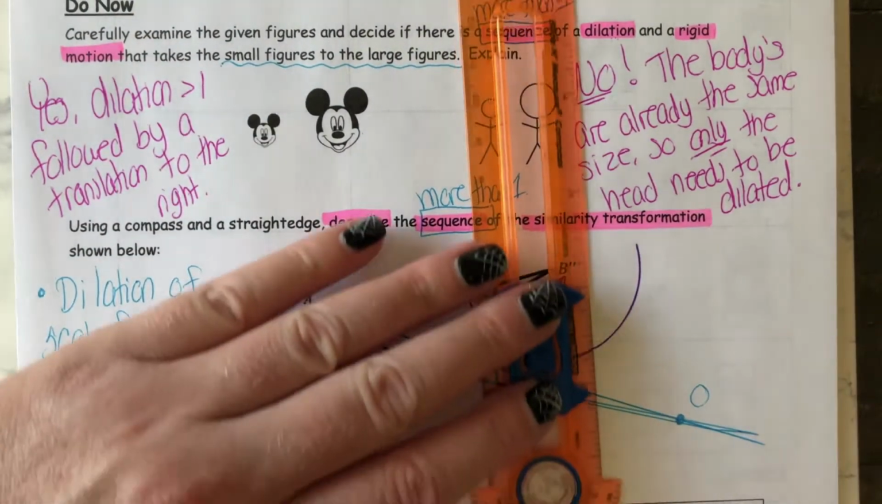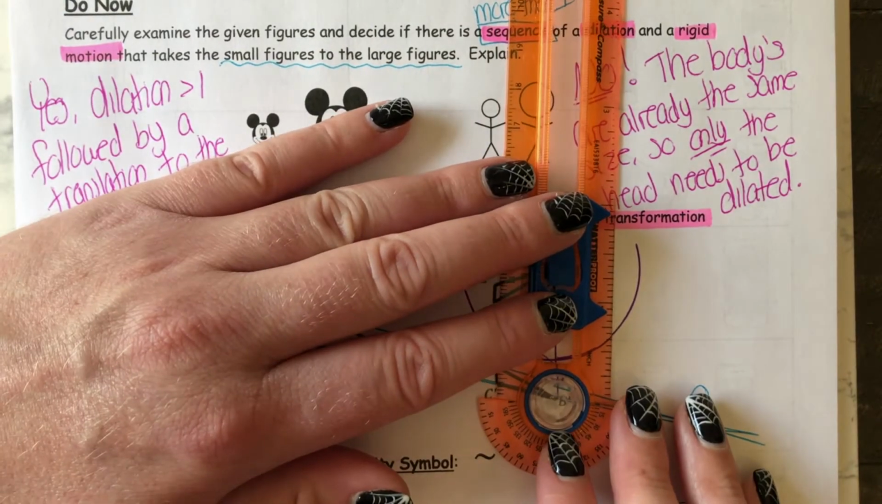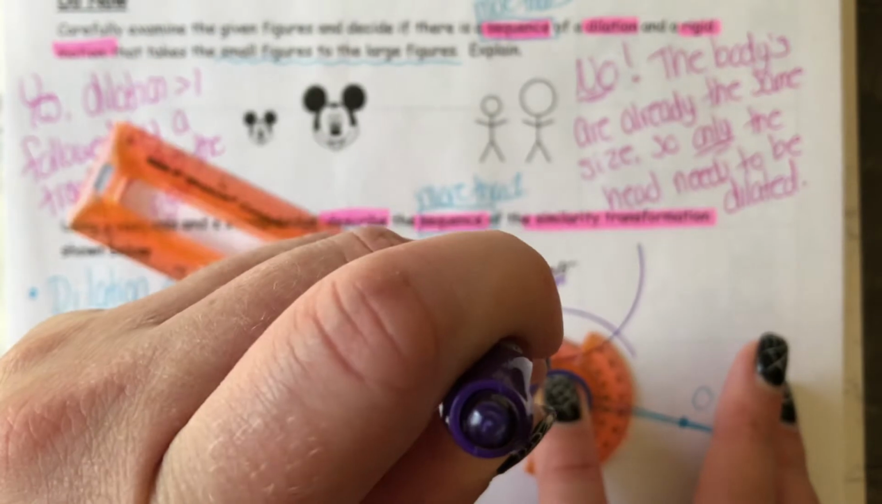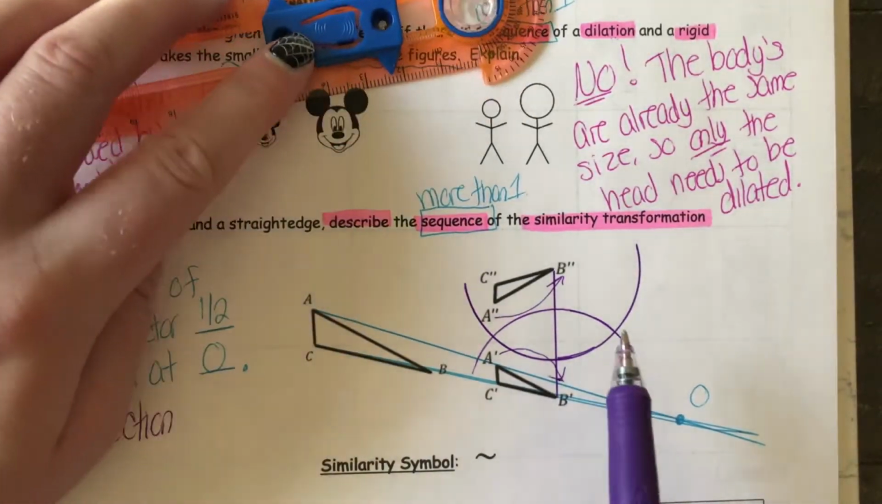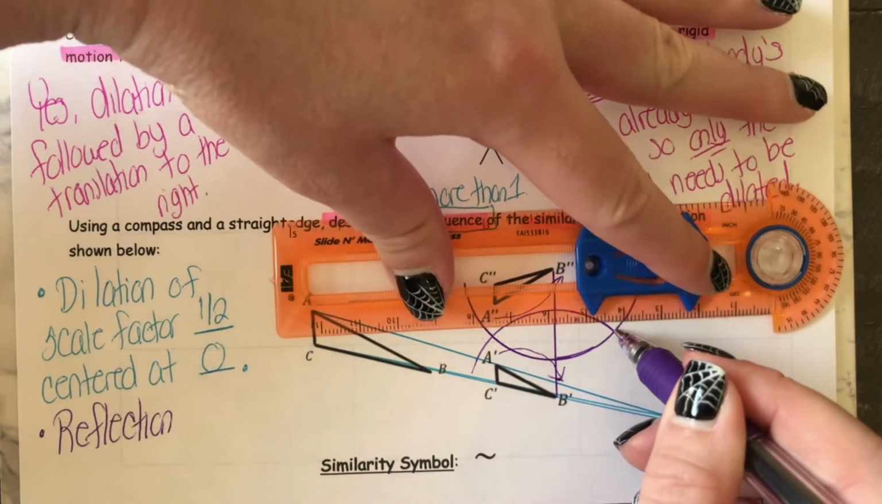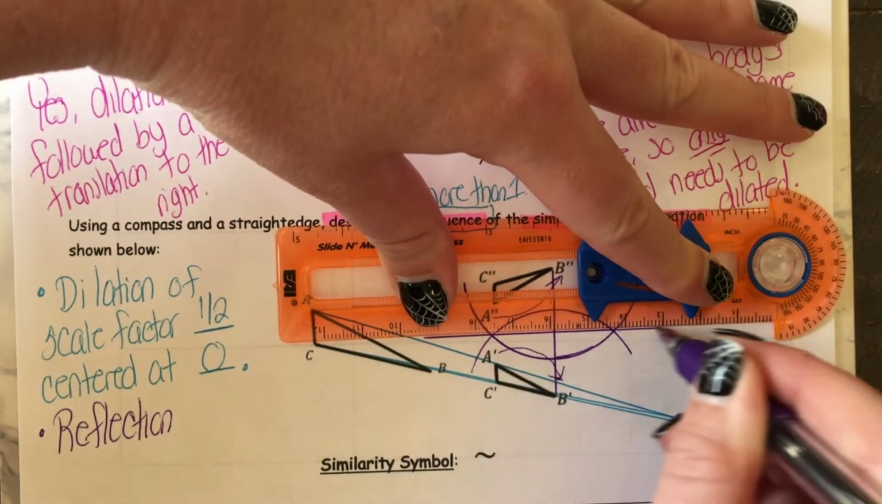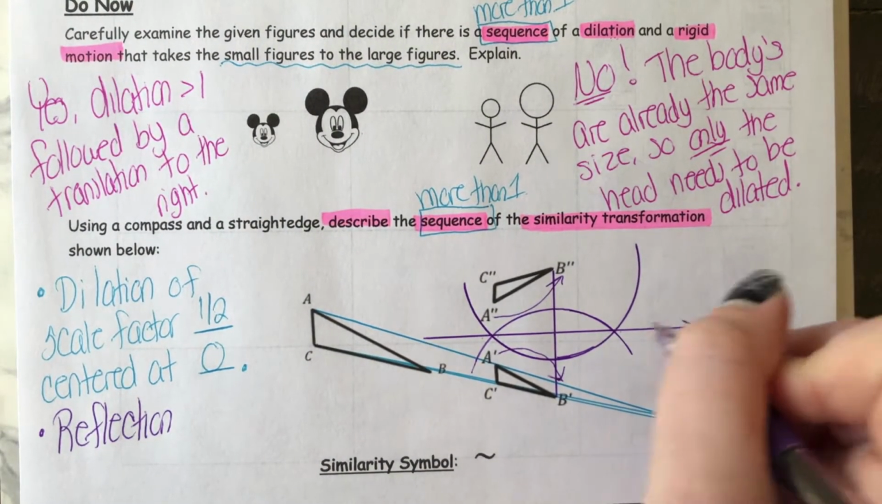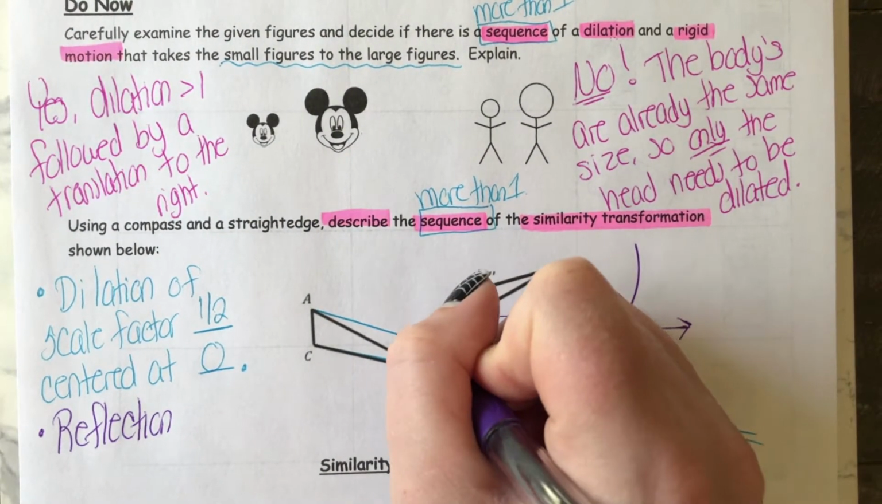Then I'm just going to turn it around and do it again. All right, here I go. And then I can see that where my arcs are crossing up top and below, that's where I want to move my ruler so I can draw that line of reflection here. Okay, I know that lines go on forever, so I'm going to add arrows to the top and the bottom.